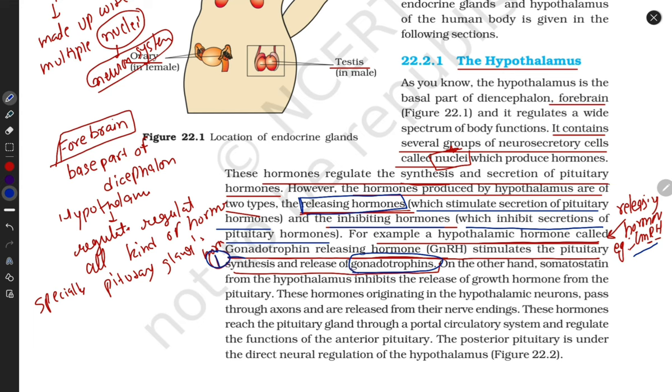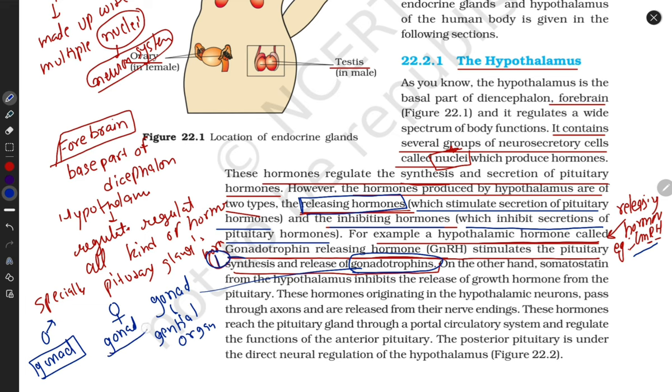What is gonad? Listen to me, gonad means genital organ. Males have their reproductive organs and females also have their reproductive organs. We call them gonads, male gonads and female gonads. Male gonads include testes, vas deferens, prostate gland, penis, and female gonads include vagina, uterus, fallopian tubes, ovary and eggs. These are the different gonad organs of female and male.